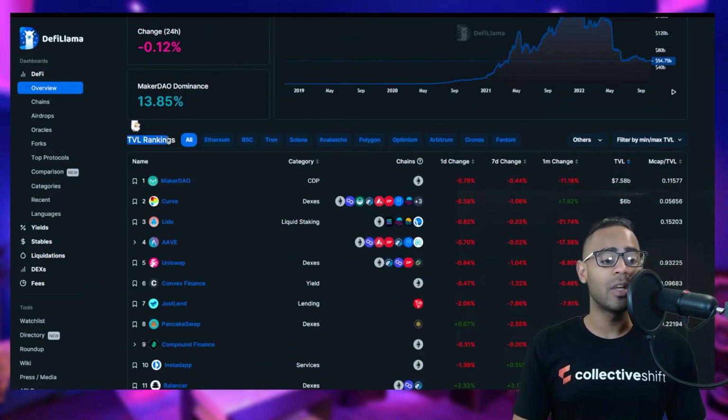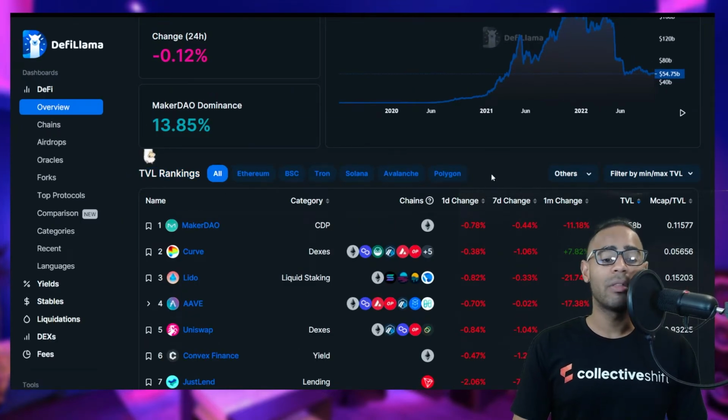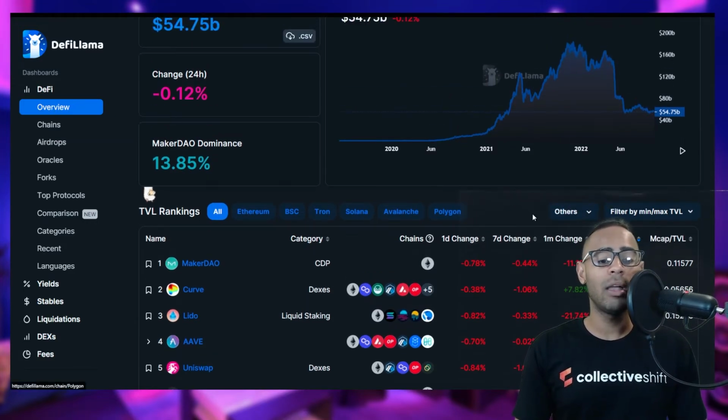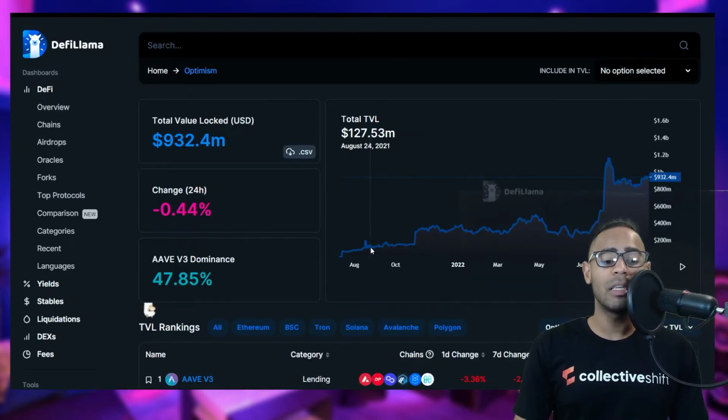First thing that it's really good at is it gives us TVL, total value locked, of all the different tokens, all the different chains, and all the different blockchains in crypto to tell us what's happening over there. Let's go ahead and search on the overview here. Go ahead and search for Optimism. Once you search for Optimism, we can see the total value locked slowly increasing in Optimism.